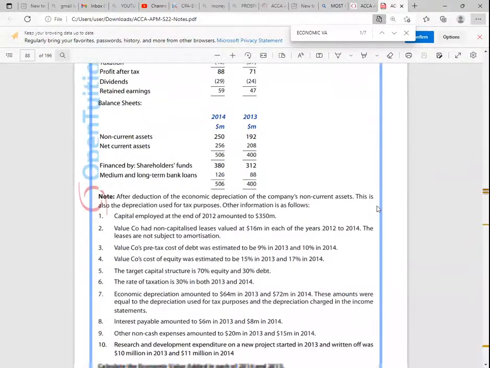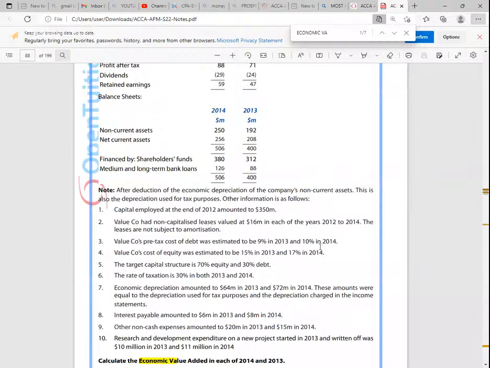Great, so here we are. This is a very bad examiner. This guy has given me capital employed at the end of 2012. Remember, our financial years are 2013 and 2014. An examiner who does this is an examiner who does not wish me success.